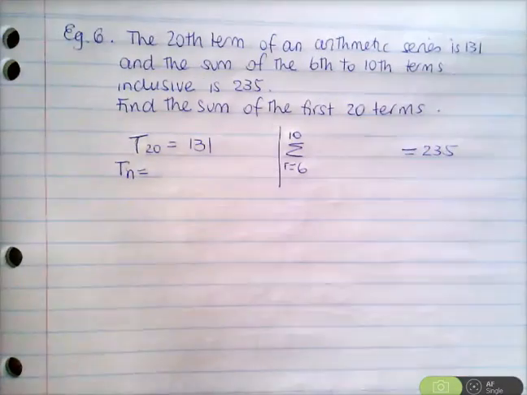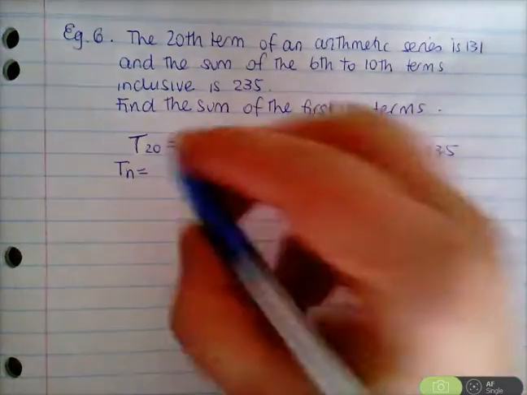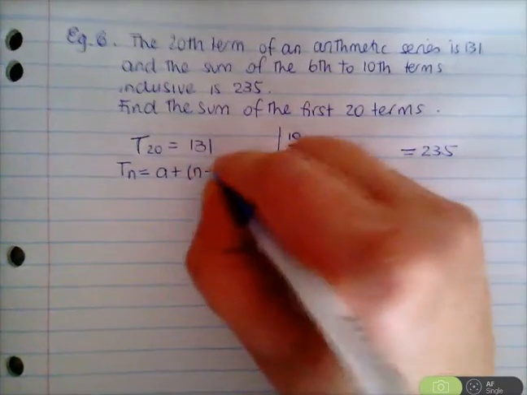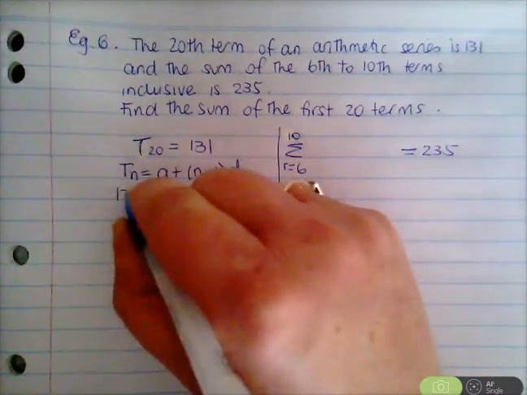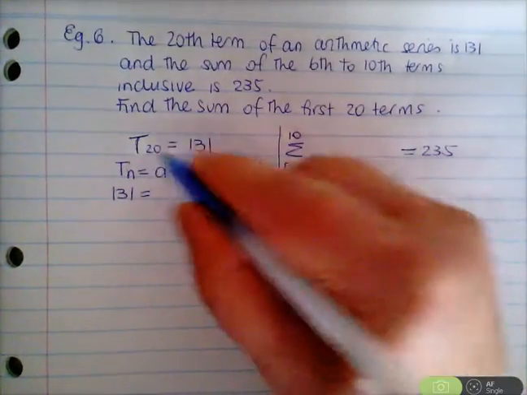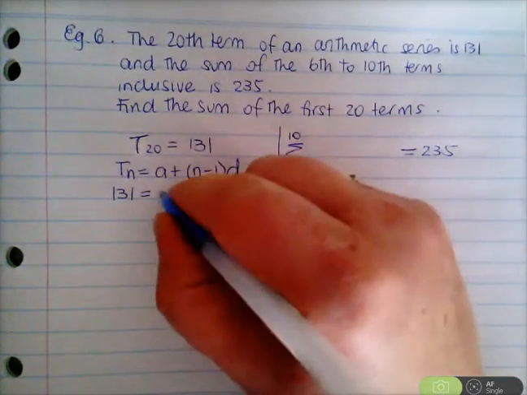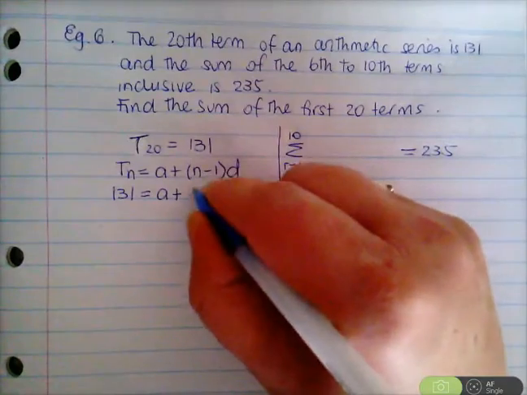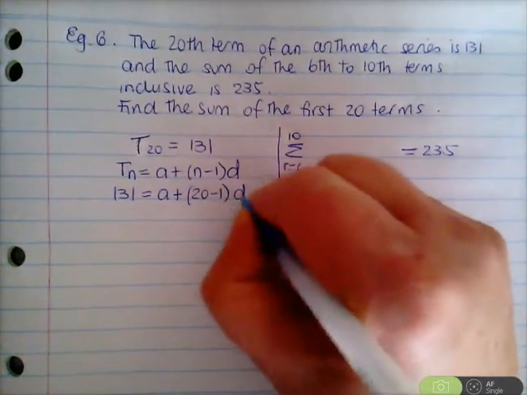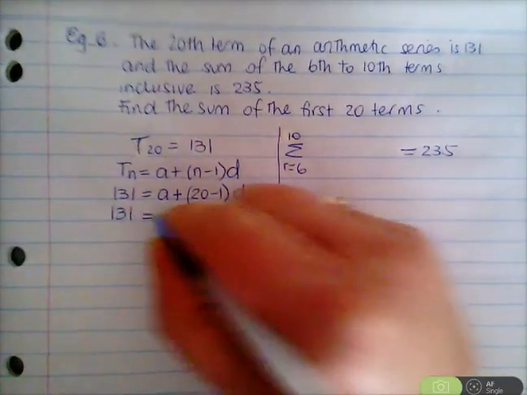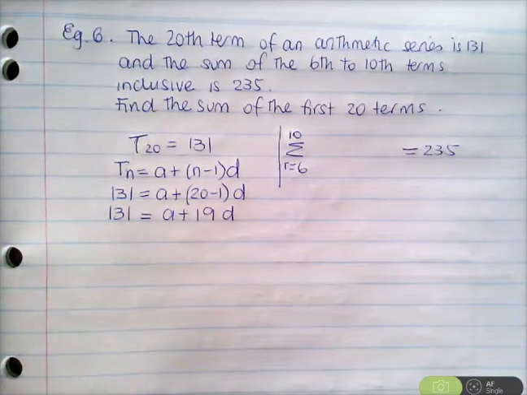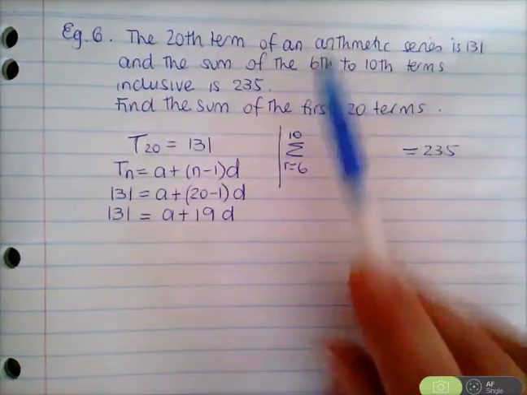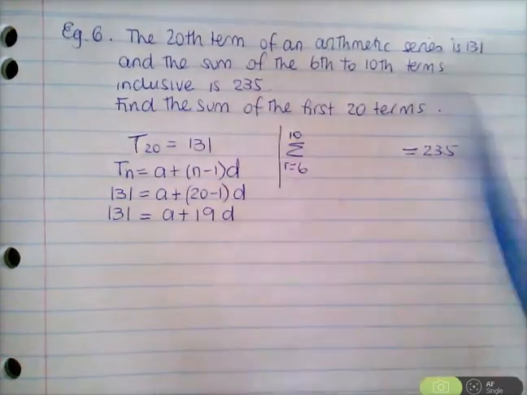So T20 is 131. We know that Tn equals a plus (n minus 1)d. So T20, which happens to be 131, so when n is 20, the term is 131 equals a plus, now n is 20, (20 minus 1) times d. So 131 equals a plus 19d. The sum of the 6th to the 10th terms inclusive is 235.